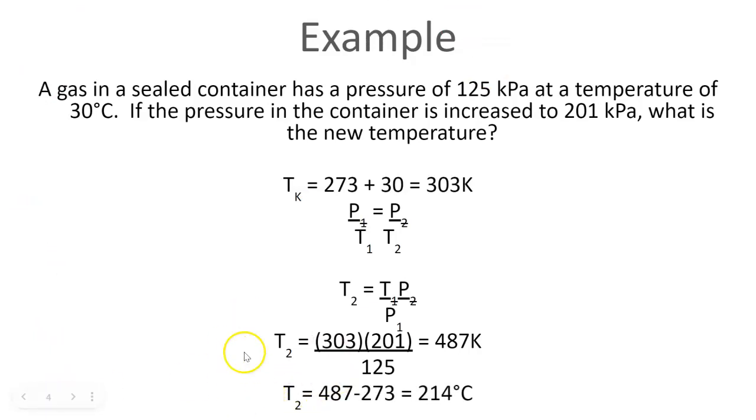Okay. And then if it wants the new temperature in degrees Celsius, I would be sure that on a quiz or in problems, I will definitely specify whether I want the temperature in Kelvin or Celsius. But if you need to convert it back to Celsius, you just go in the opposite direction where you subtract 273, which would give us 214 degrees Celsius.